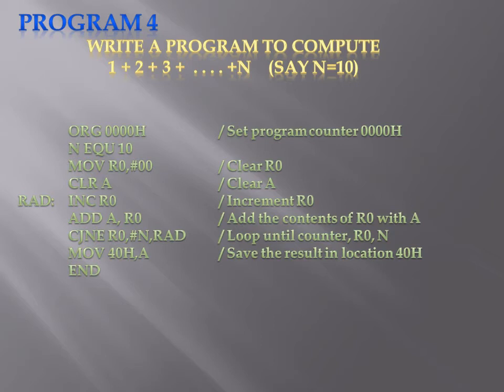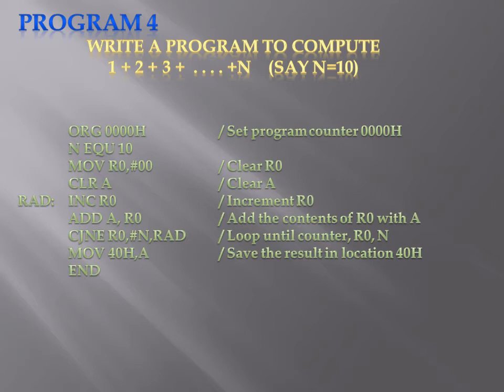And next we have CJNE R0, #n, RAD. This is a jump instruction, and this is called compare and jump, CJNE. What does it compare? R0 and n. If they are not equal, it jumps back. Because we are incrementing R0, and n is already 10, when we go on incrementing R0, after making 10 additions through the loop, R0 will be 10. At that time this instruction will come out.